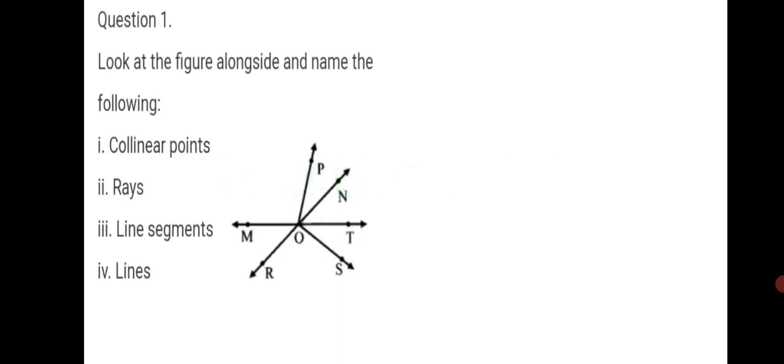Question number 1. Look at the figure alongside and name the following. First, collinear points. So let's have a look at collinear points. We can see that point M, point O, point T are in a straight line. So we can say that collinear points are points M, O and T.